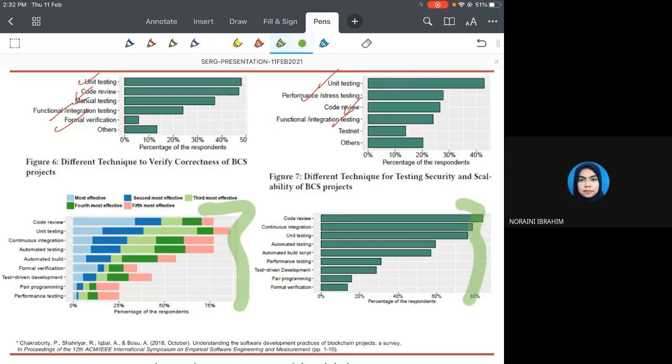Actually, you can check this paper. There are a number of graphs. There are many more, but I just extracted the most important thing. What I want to say is that if we want to embed the software engineering practice for blockchain, you must focus on the software testing.